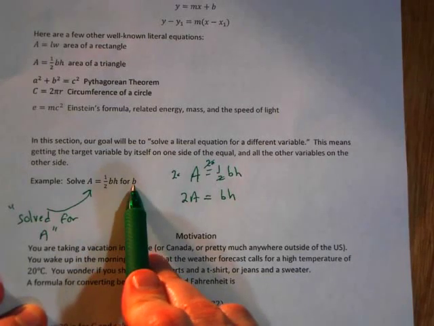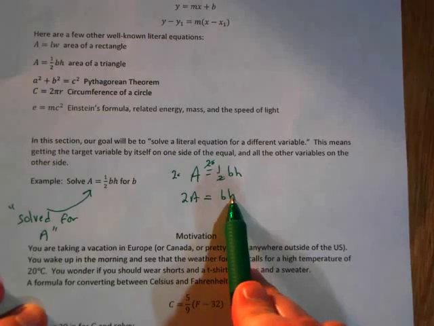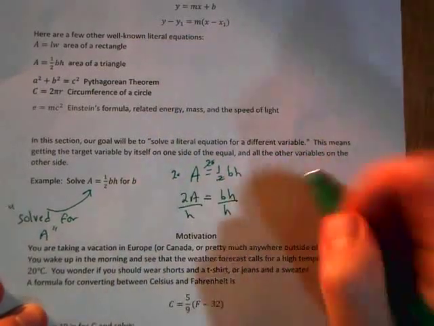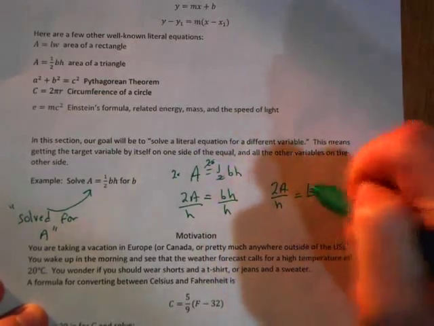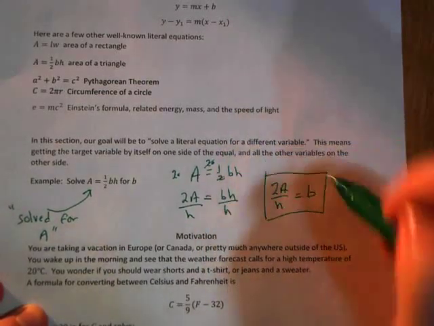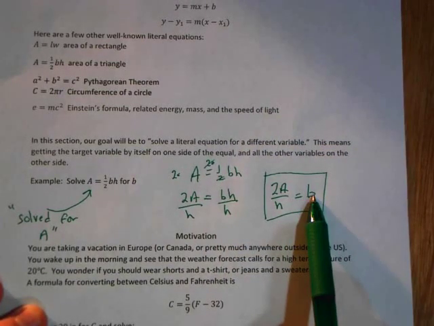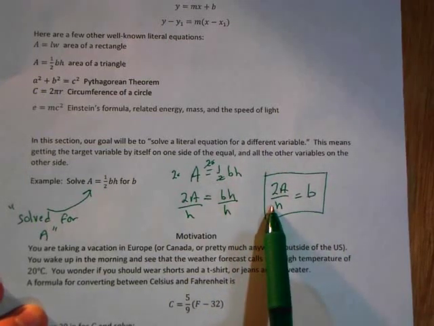Now if I'm trying to solve for b, I notice b is connected to something by a multiply. To get rid of a multiply, I do a divide. So 2a over h equals b, and that would be my answer. We would say this is solved for b. We have b all by itself over here, a bunch of other letters over here, and none of them are b. And that's what we mean when we say solved for b.